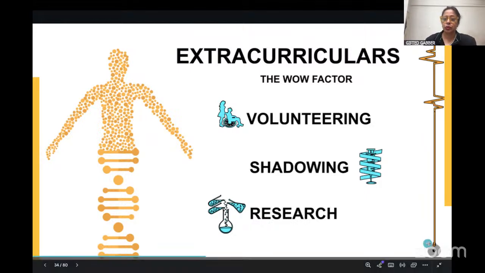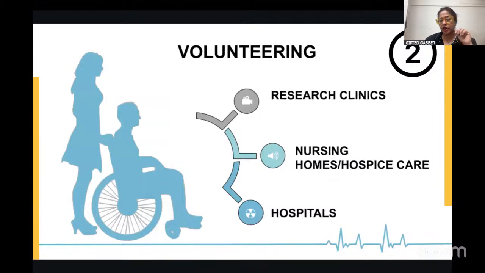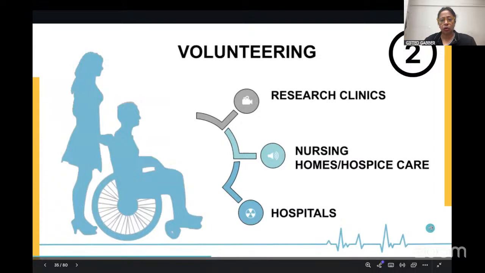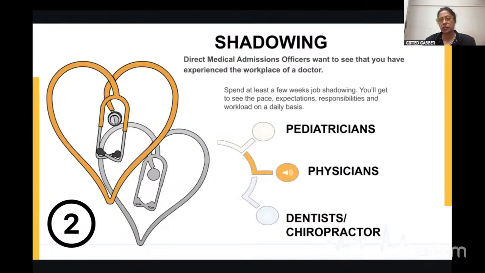Got it? Volunteering at nursing homes, hospice care, and hospitals are all very common and super important. Then shadowing a pediatrician, physician, dentist, or chiropractor. I keep hearing things like, I cannot find an opportunity. This is why you have to join our counseling program, because we will help your child get into shadowing and volunteering. You cannot just come and say, my child doesn't have this, help me. In order for us to help you, you've got to commit your child to the program so that we can work with them.